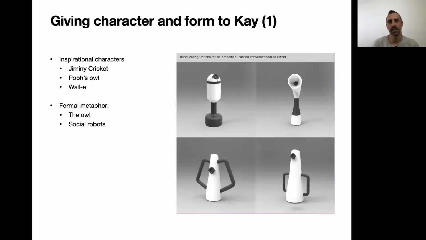Since K's functionality does not dictate a specific form, we needed design metaphors. We chose the owl, which we imagined sitting on a branch and sharing its knowledge. We also referred to K's technical origins. It belongs to an ancestry of social robots.